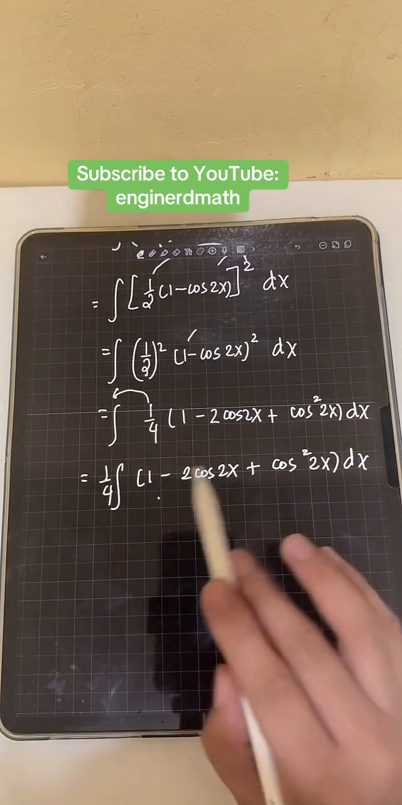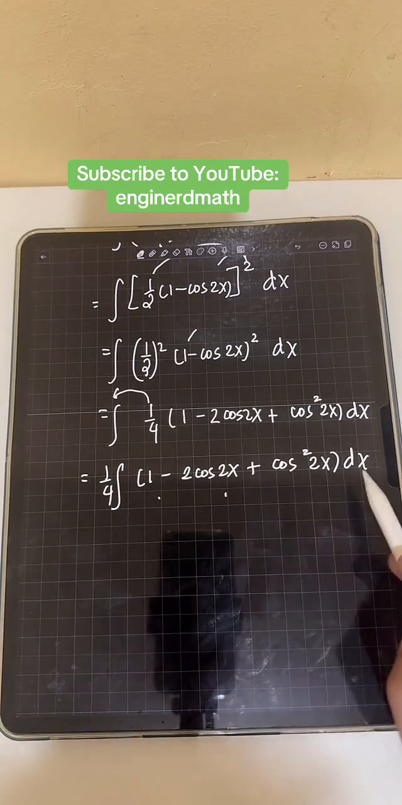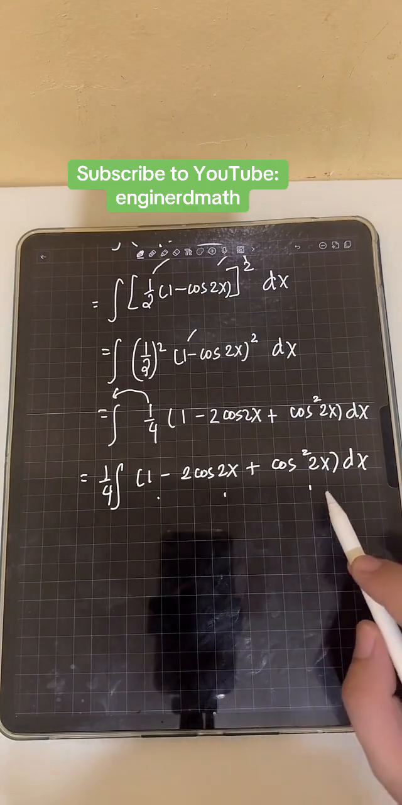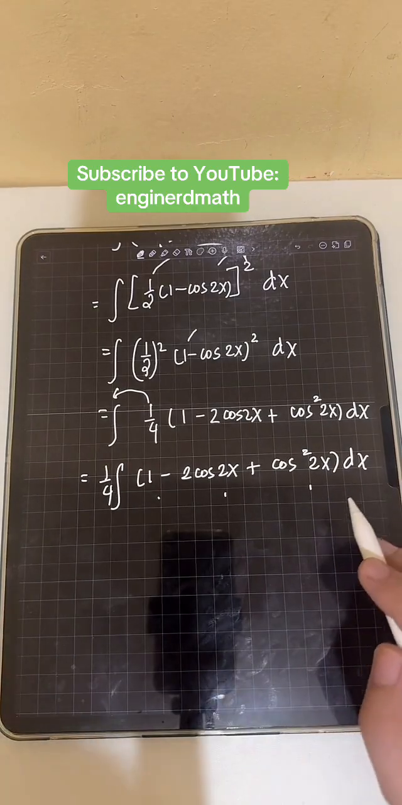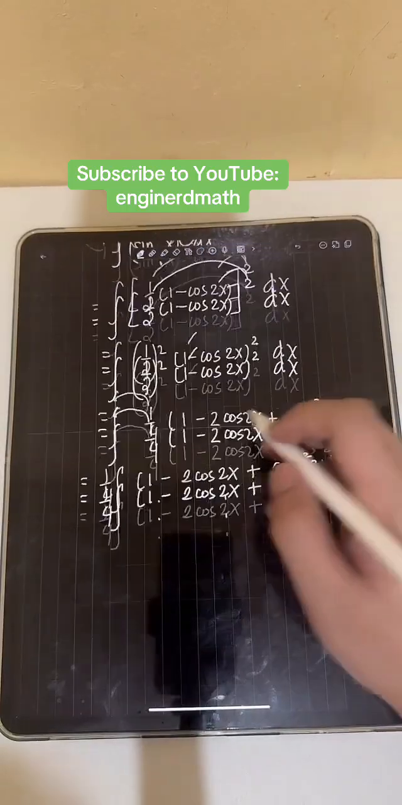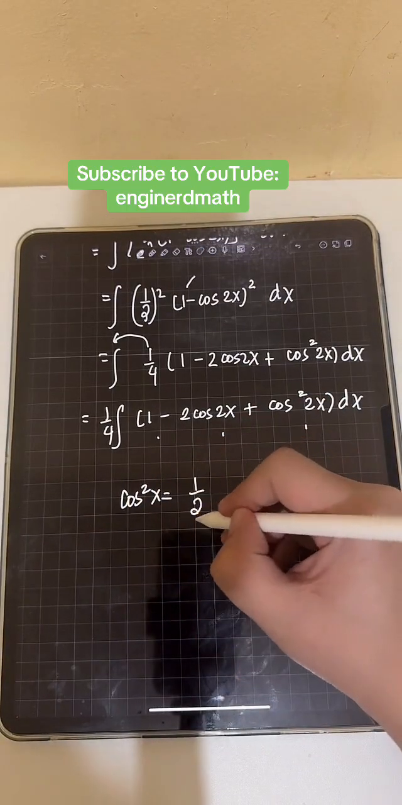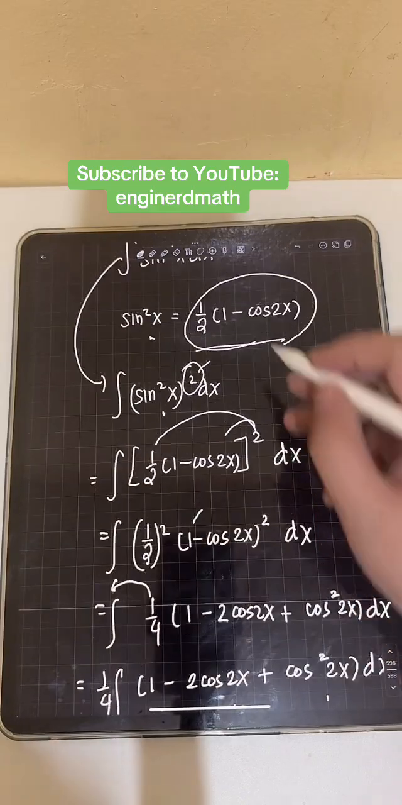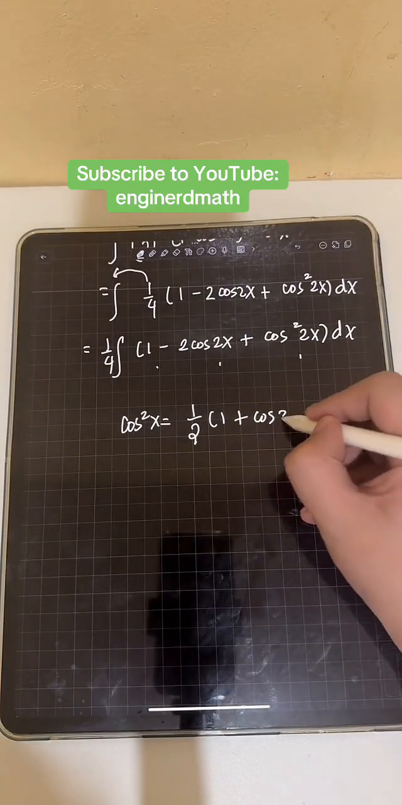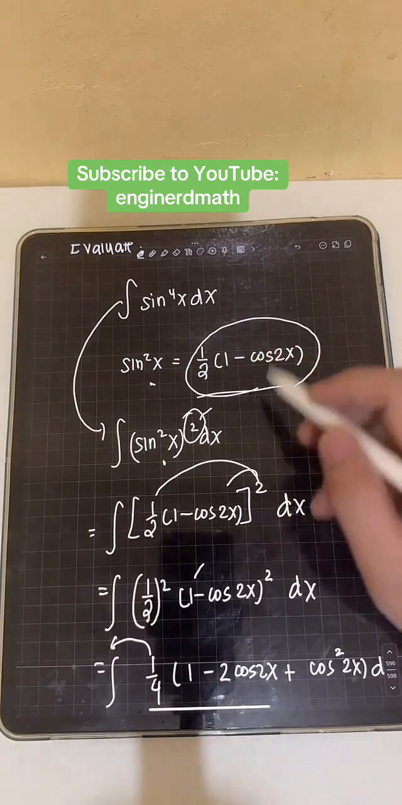So 1 is already integrable, 2 cosine 2x is already integrable, but cosine squared 2x is not yet integrable. We apply the reduction formula first. So just like sine squared x, cosine squared x is equal to 1 half of 1, instead of minus, we will have plus cosine 2x. So the only difference is the sign in between.